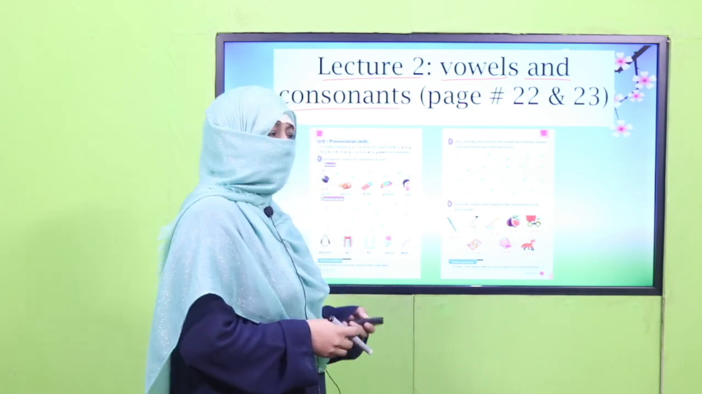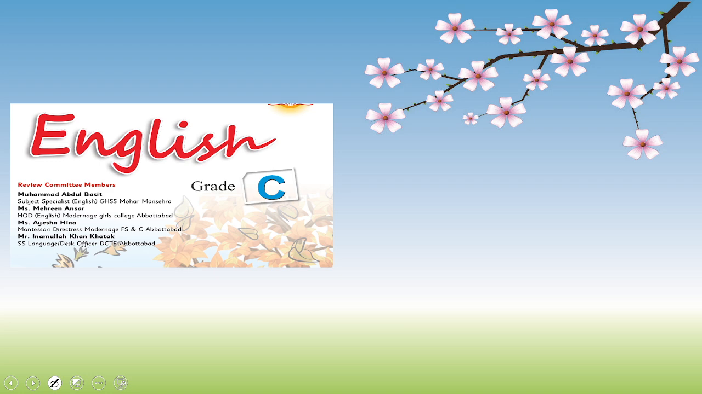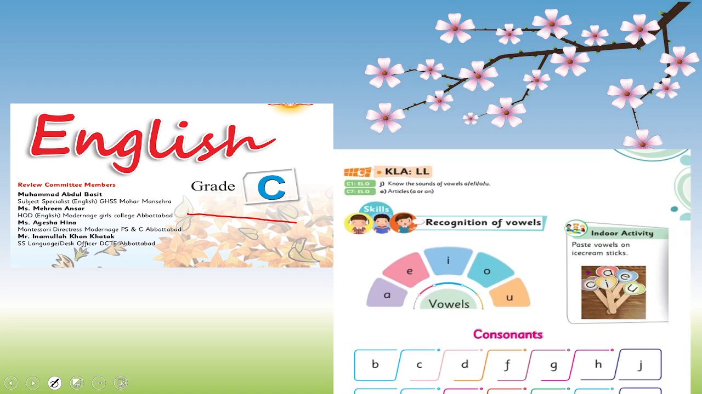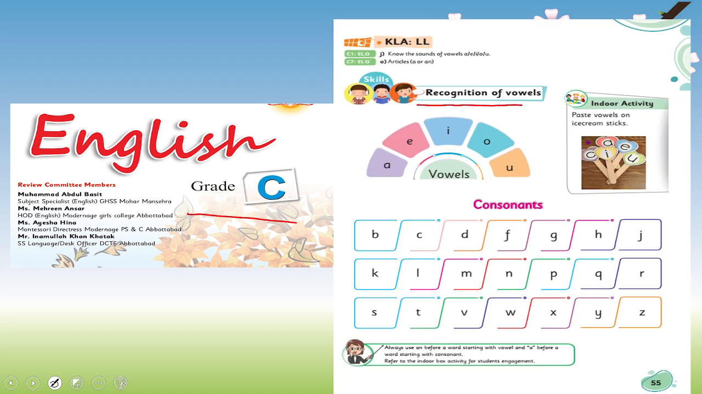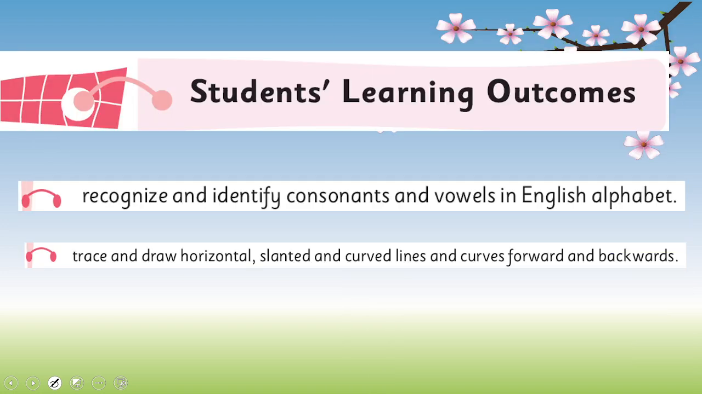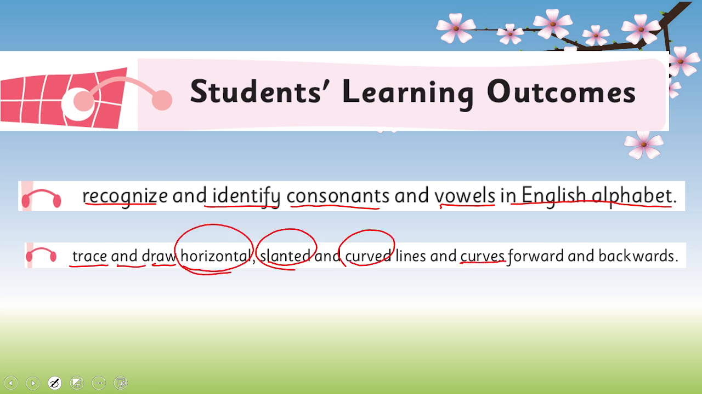All right. Yes, my dear students, in your previous class, English for grade C, you have studied recognition of vowels. This was on page number 55. So you are familiar with vowels. We are learning the same concept today, and today we will recognize and identify consonants and vowels in English alphabets, and we will also trace and draw horizontal, slanted and curved lines and curves forward and backwards, inshallah.